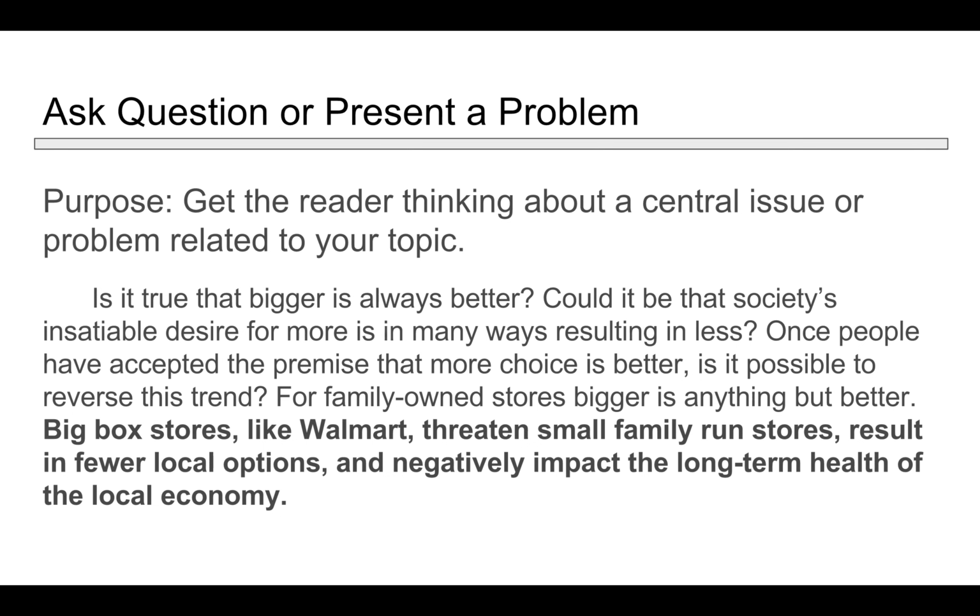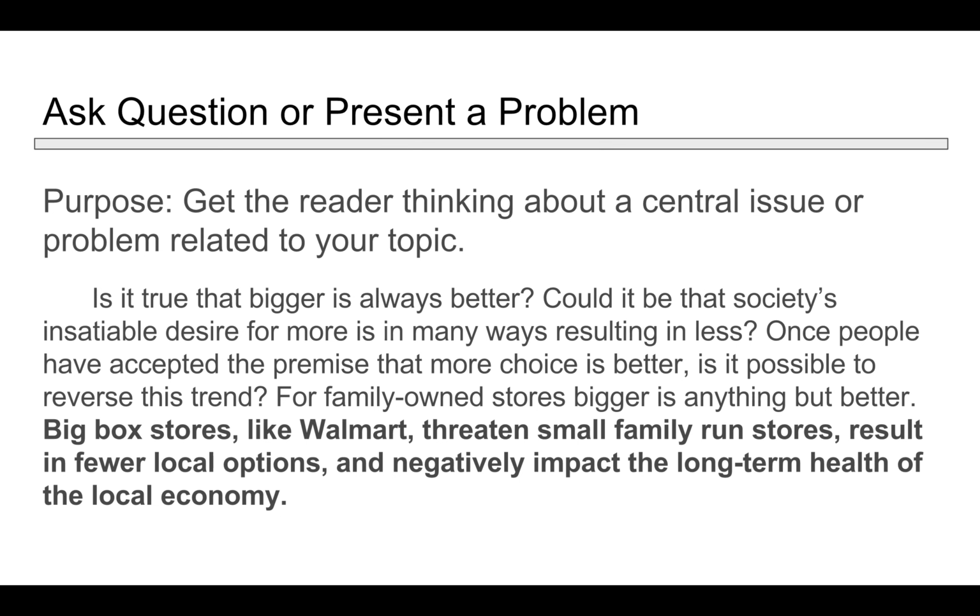So here we have a really beautifully done hook with 3 questions. A really broad question followed by 2 related but more specific questions. After that, we just have like a 1-sentence transition. For family-owned stores, bigger is anything but better. And now we know, okay, we get a sense of where this essay is headed.